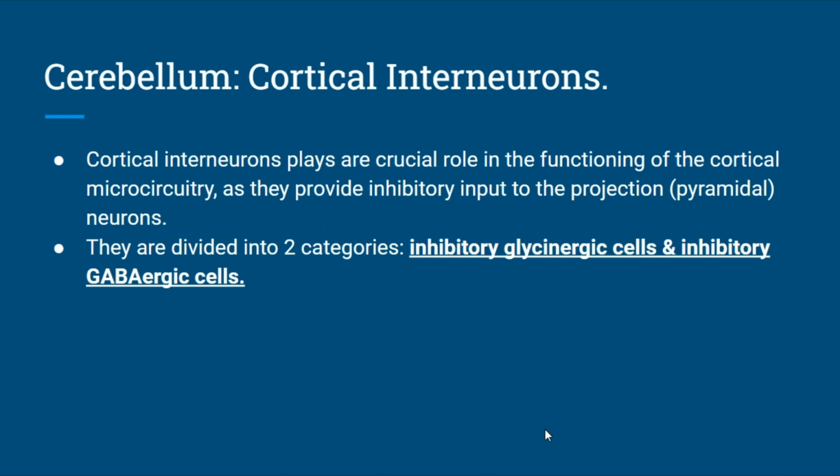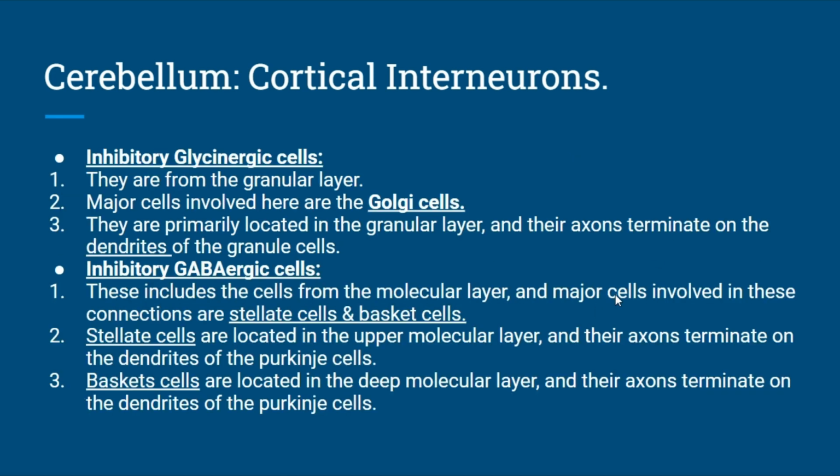Now we're going to discuss the interneurons of the cerebellum, as they play a very crucial role in the functioning of the cortical microcircuitry, and they provide inhibitory input to the projection neurons. They are divided into two categories: inhibitory glycinergic cells and inhibitory GABAergic cells. Let's start with the inhibitory glycinergic cells. They are from the granular layer. The major cells involved here are the Golgi cells, primarily located in the granular layer, and their axons terminate on the dendrites of the granule cells.